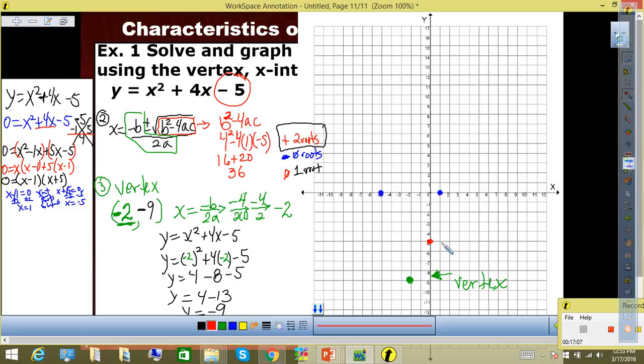Now, before I graph my parabola, I'm going to do step 7 before finishing step 6. Step 7 says graph your line of symmetry. Now, pens down, eyes up here. Line of symmetry is found everywhere, in everything, specifically in us.